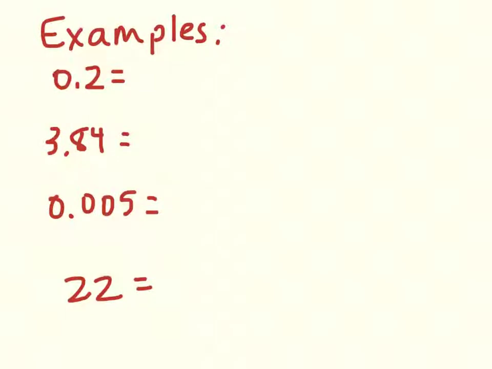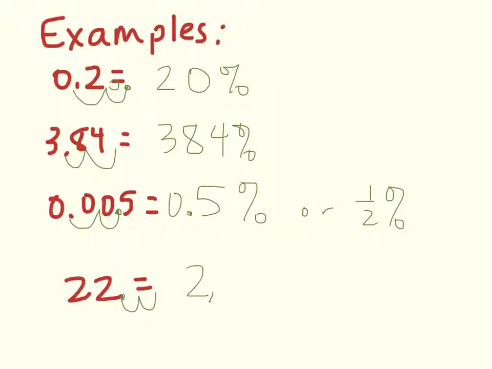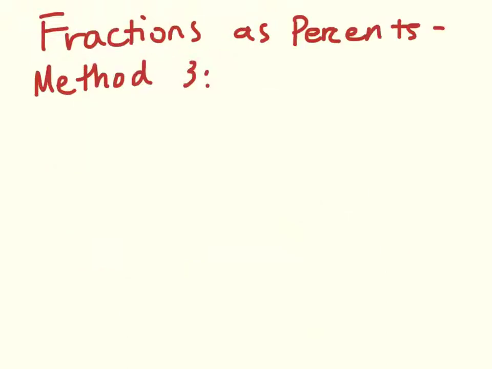All right, let's look at some examples. So 0.2, 1, 2 decimal, fill in that 0, 20%. 3.84, 1, 2, 384%. 0.005, 1, 2 places. My decimal number is 0.5%. Or I could also write that as a 0.5% if I wanted. 22, here's my decimal, 1, 2 places, 2,200%.